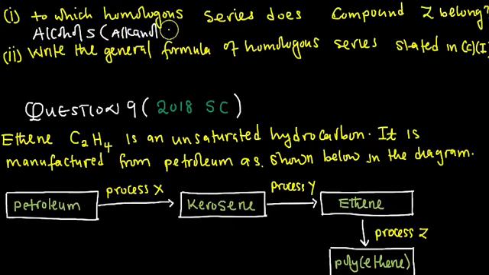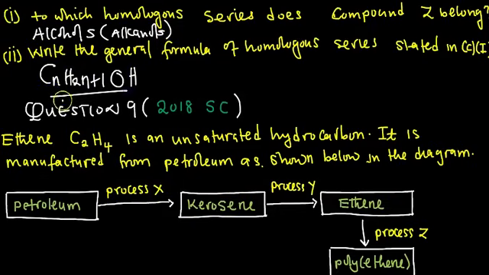That is where compound Z belongs, because it was formed after a hydration reaction, that is the formation of alcohol. Write the general formula of the series stated in C. Okay, so what is the series stated in C? We've just talked of alcohol. So the general formula of alcohol in short is CnH2n+1 with the OH as the functional group. This one is the general formula, okay, of alcohol, to which all alcohols conform. So that is something that you should know. Okay, so up to the 9th question.